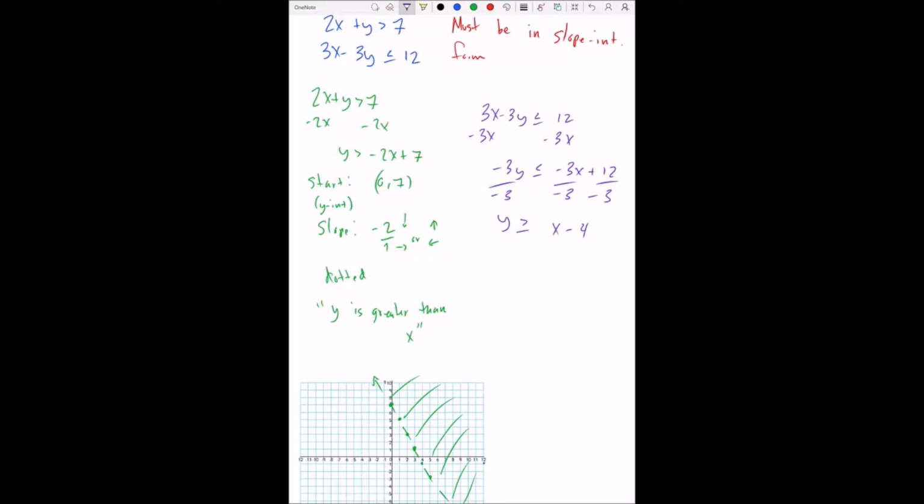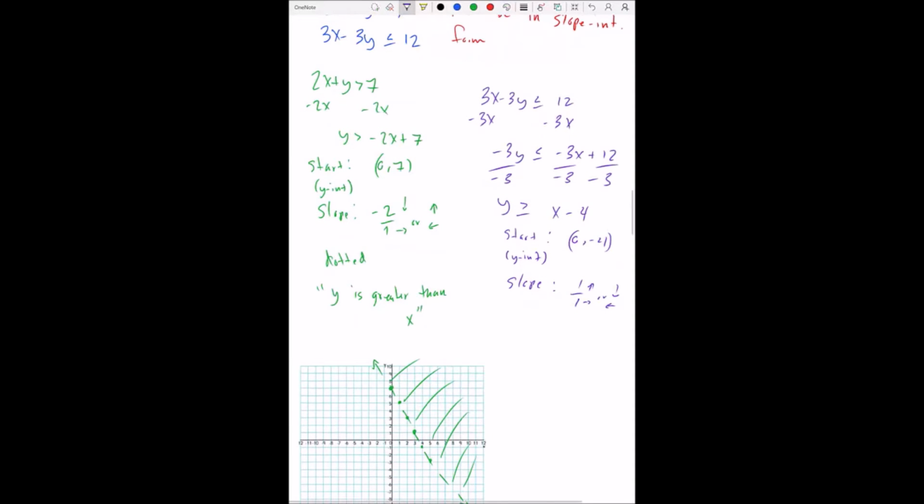So same thing, we're going to label our start, which is our y-intercept, our slope, determine if it's dotted or solid, and then read the inequality. So our start, or our y-intercept, is going to be 0, negative 4. And then our slope is 1 over 1, so I can go up and right or down and left. And then our line is going to be solid. And y is greater than x.